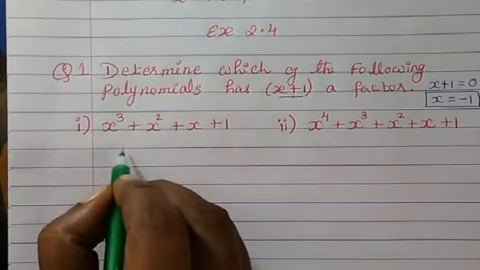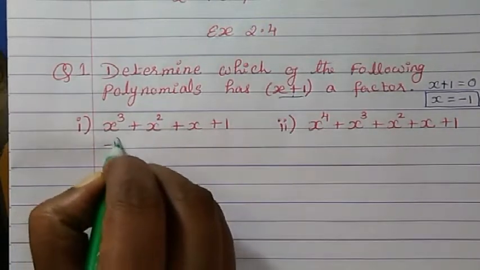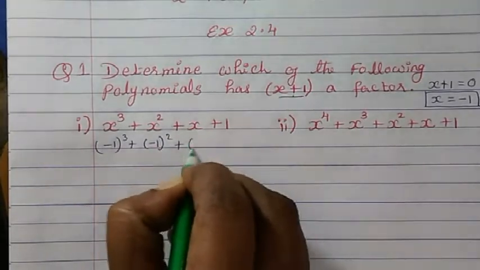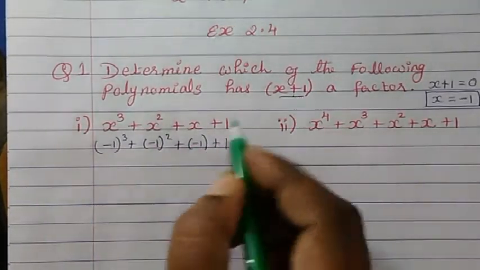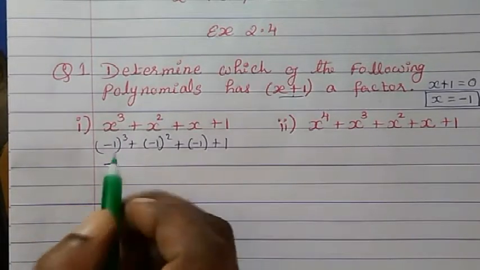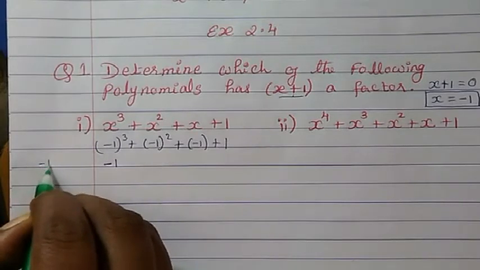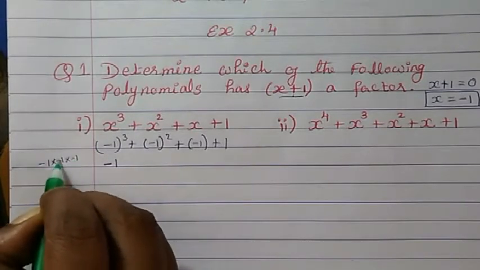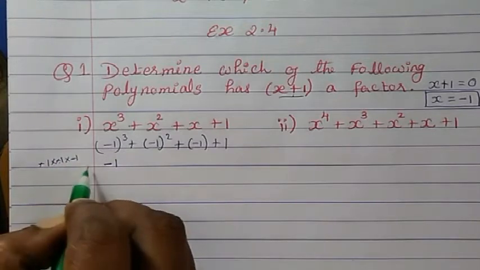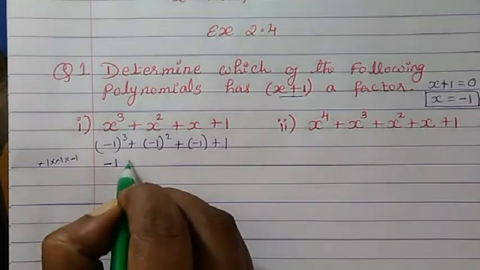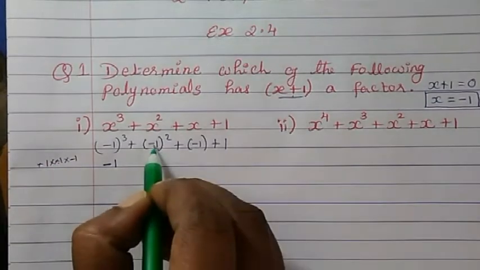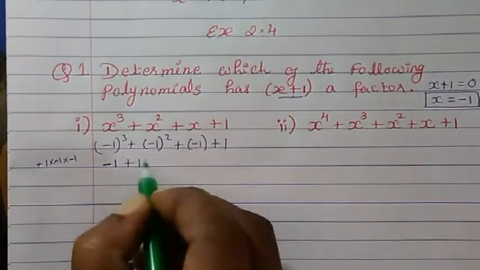So let's begin. Now we have to put minus 1 cube minus minus 1 square minus 1 plus 1. Minus 1 three times, we will get minus 1 only, by now you should know it: minus 1 into minus 1 into minus 1. Two times it will get cancelled, so then we have 1 into minus 1, you will get minus 1. Now here, two times means we will get plus 1.